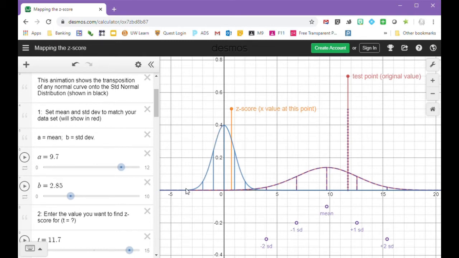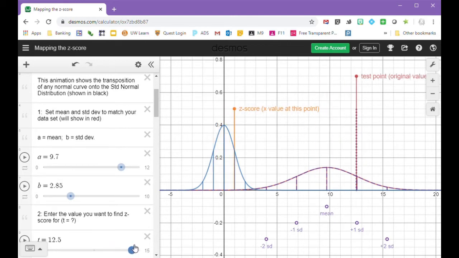This one on the left here is the standard normal distribution curve with a standard deviation of 1 and a mean of 0. So we can see that this graph centers at 0, and the line for one standard deviation is at 1, for two standard deviations is at 2 on our axis. And then this lets me change what my test point is.